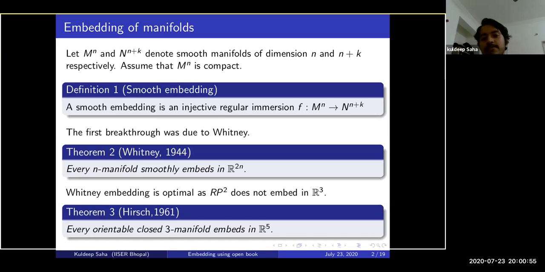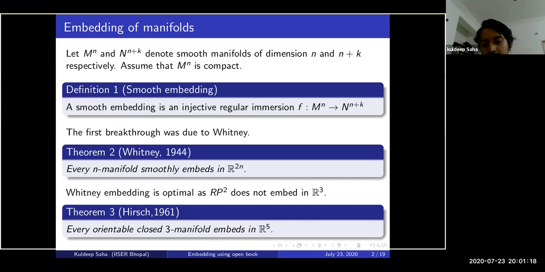Now the first major result in embedding theory was given by Whitney, who showed that every n manifold can be smoothly embedded inside R^2n, the Euclidean space of dimension 2n. This is also an optimal result in a sense, because there are many examples. For example, RP2 does not embed inside R3.